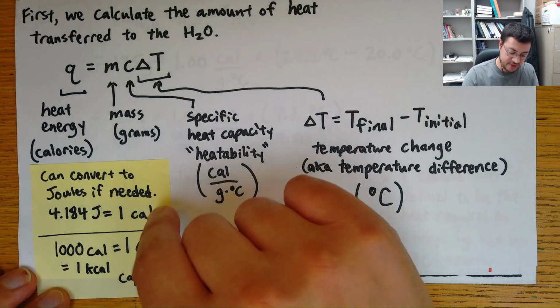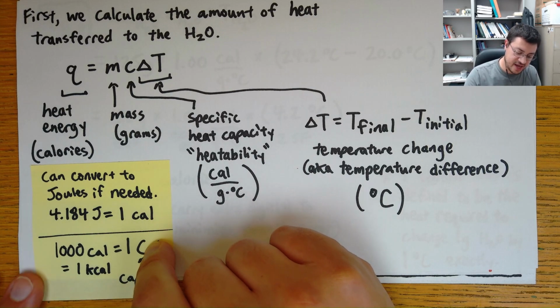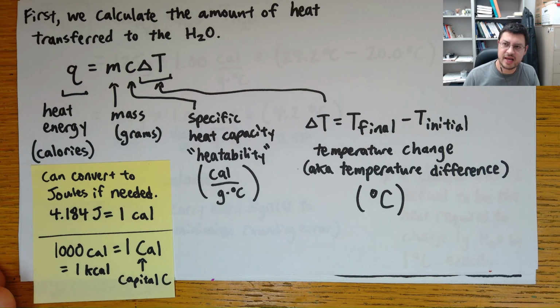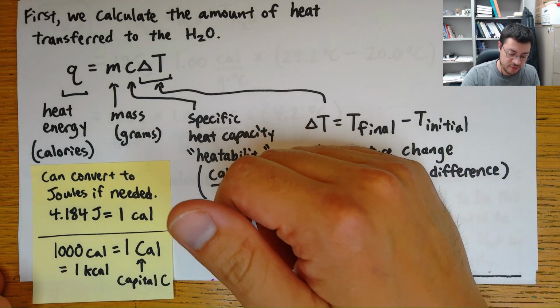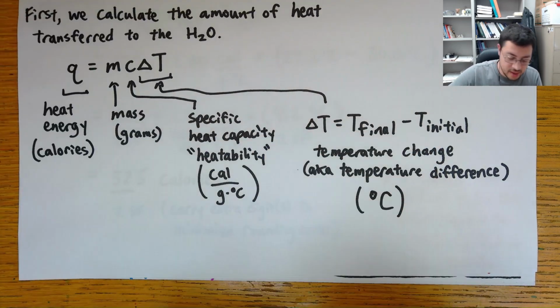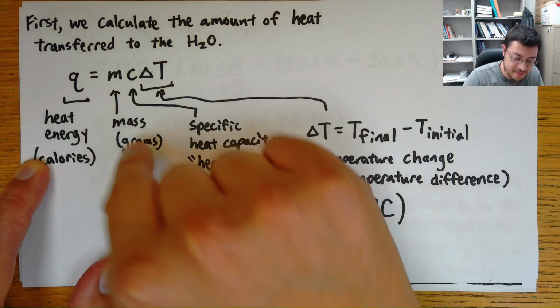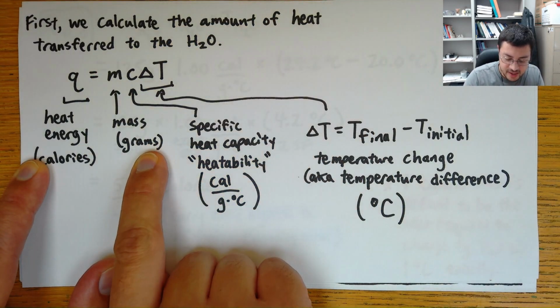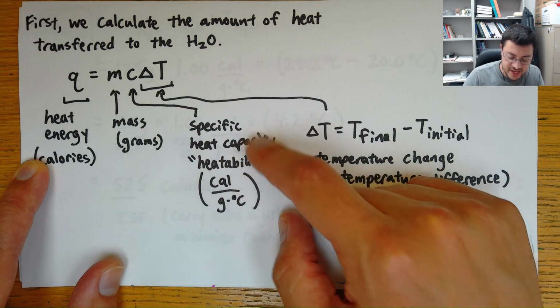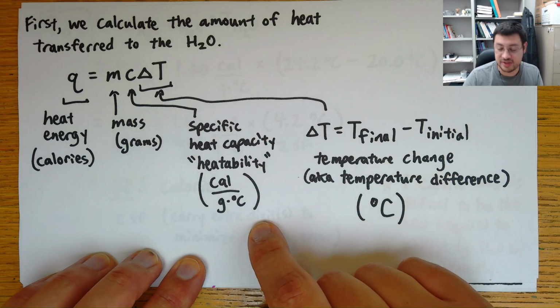Please note that the calorie today is a so-called lowercase c calorie. The capital C calorie is actually technically a kilocalorie. That's like the type you might see in nutrition facts. All right, we're working with the lowercase c calorie. So calories is our energy unit. m is going to be for mass. We will work in grams. And we have our specific heat capacity, c. That's going to have units of calories over gram degrees Celsius.